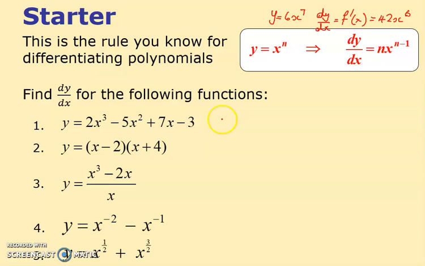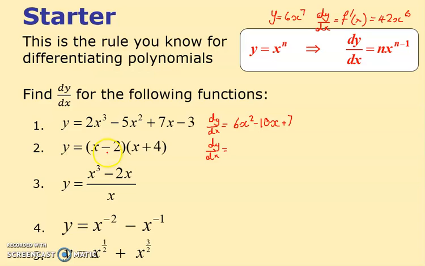So I can do this for all of these. dy by dx equals, and just get into good habits, write dy by dx. 3 times 2 goes 6x squared, minus 5 times 2 is 10x to the 1, but I never write that. And 7x, you lose the x. And if there's no x at all, just ignore it. It disappears. Again, that's stuff you've seen before.